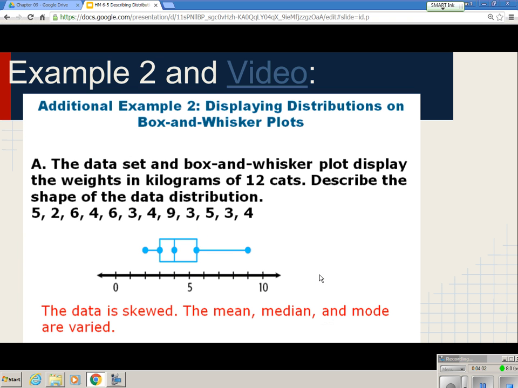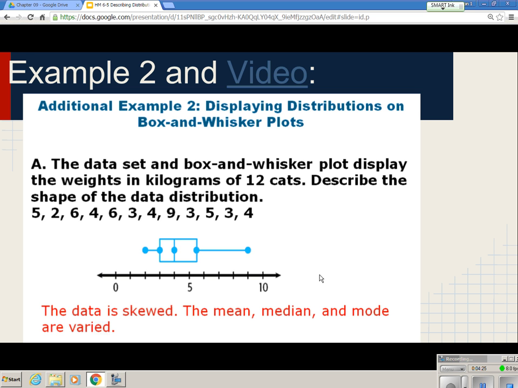All right, now let's say we're looking at the information from a box and whisker plot. I always think of cats. There's a cute little kitty actually in the textbook on page 271. You can go online later and look at it. Anyways, the data set of a box and whisker plot displays the weight in kilograms of 12 cats. So describe the shape of this data.